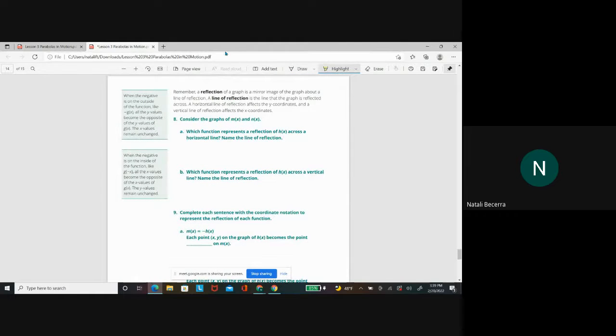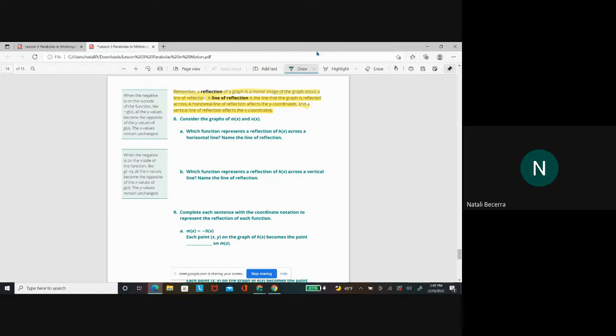Here's what's really important about this. Basically, this whole paragraph highlighted. Remember, a reflection of graphs is a mirror image of the graph about a line of reflection. A line of reflection is a line that the graph is reflected across. A horizontal line of reflection affects the y coordinates, and a vertical line of reflection affects the x coordinates. Okay, so the horizontal line reflection affects the y coordinates.